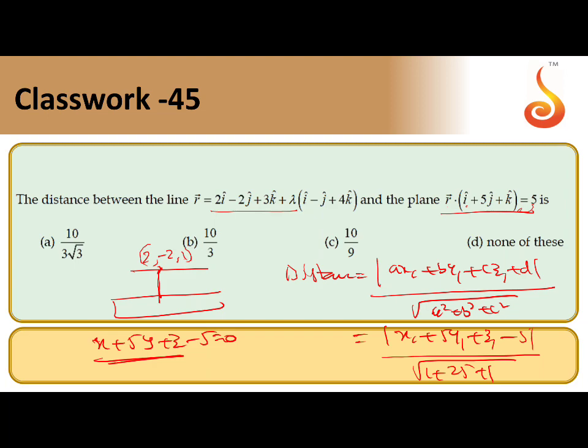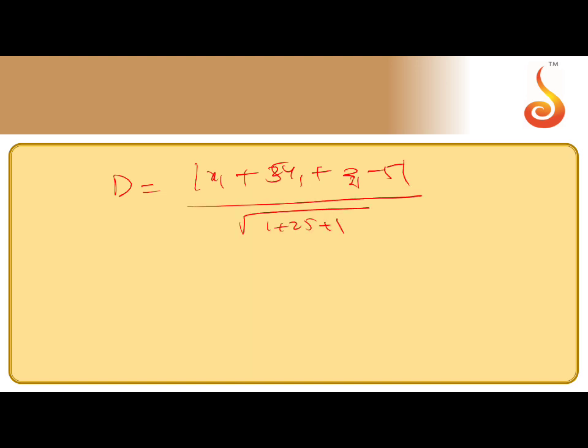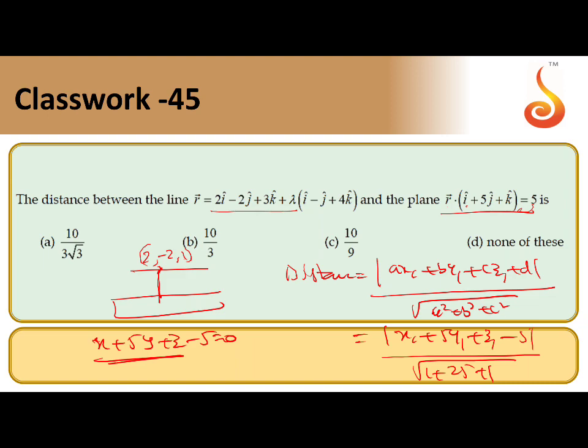So we'll do next page. Got it? The distance is modulus of x1 plus 2y1, sorry, 5y1 plus z1 minus 5, by root over 1 plus 25 plus 1. What a point x1, y1, z1 is? 2, minus 2. I'll take it 2, minus 2 and 3, sorry, this is a point 3.